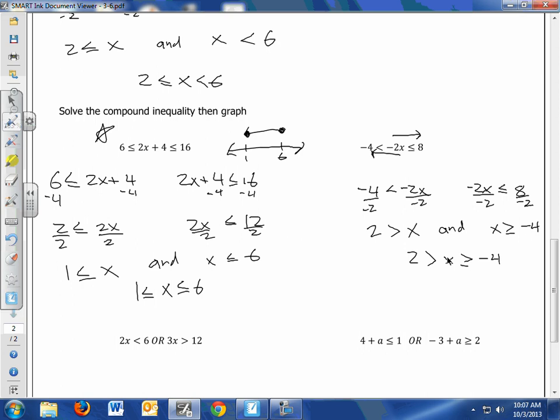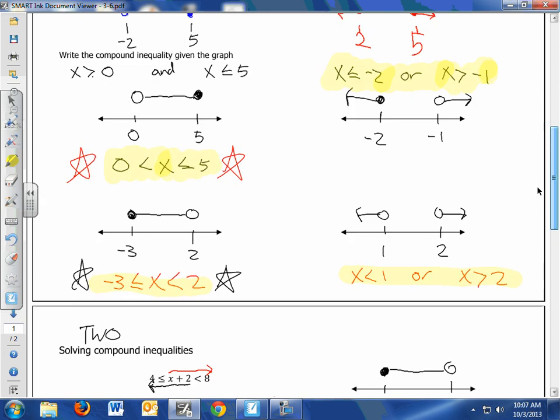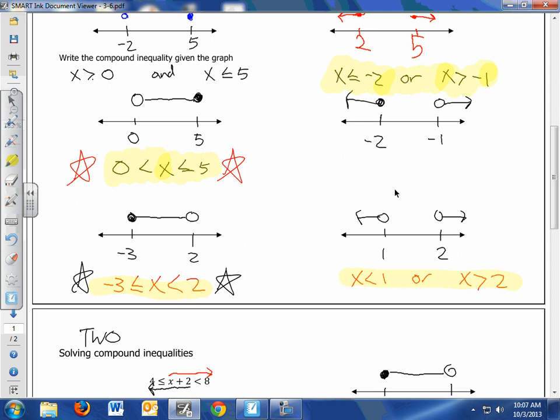Yep, if it's an and statement, they'll connect. If you have numbers between two points, they connect. If you have numbers that are outside and going away from two numbers, like this, that's an or statement. Okay?